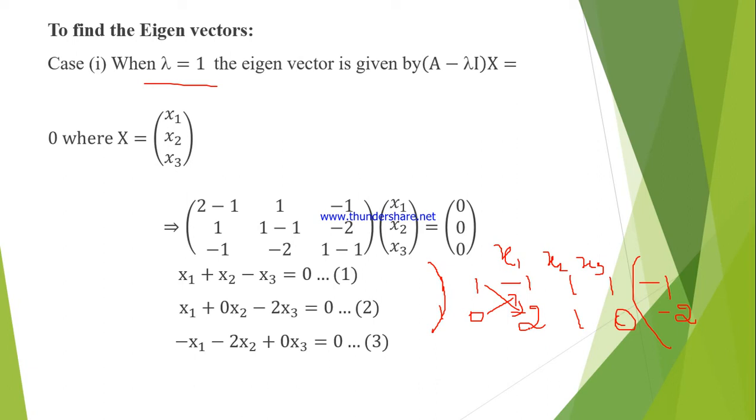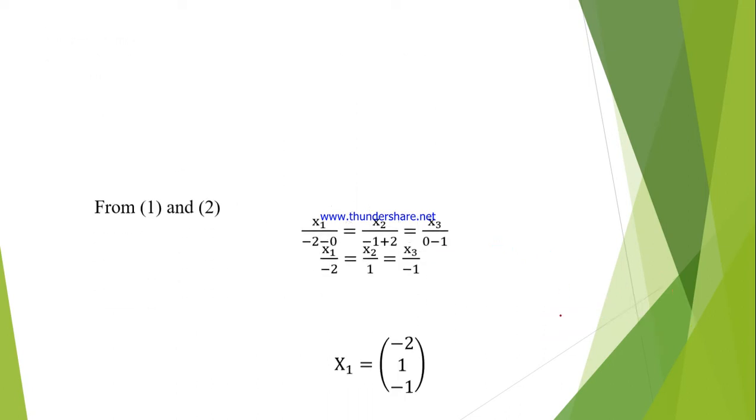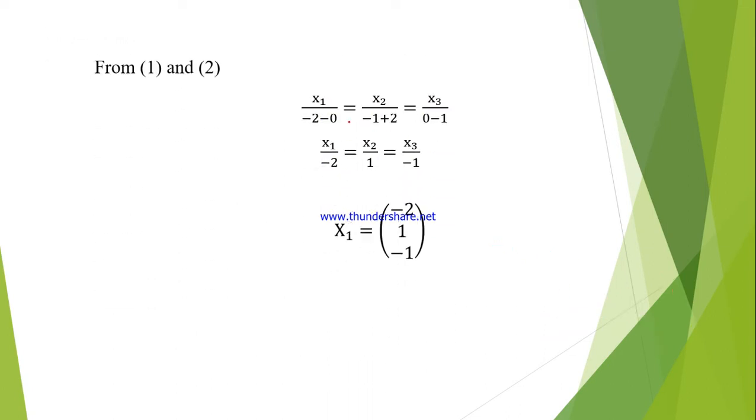x1 divided by 1 into minus 2 minus 0, x2 divided by minus 1 minus 2, x3 divided by 0 minus 1. So this is the answer. After simplifying this, we get minus 2, 1, minus 1. So this is the eigenvector corresponding to the eigenvalue lambda equal to 1. Capital X1 is minus 2, 1, minus 1.